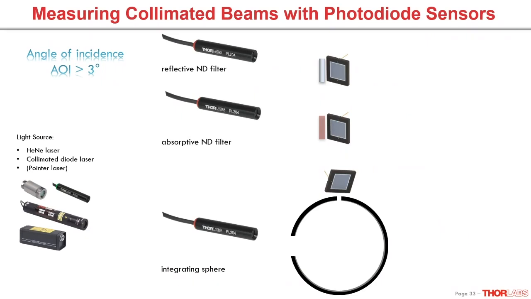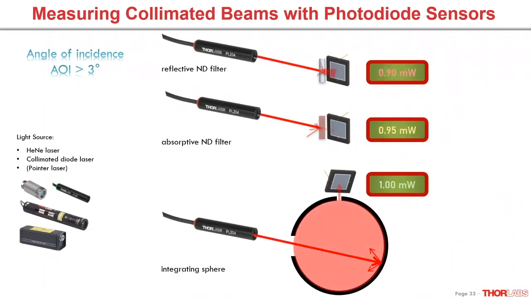As next example, we want to see what happens for larger angles of incidence. Here we watch the beams, and in both filter setups, we are measuring too low power levels. In the upper example, the reflective filter widens the beam, widens the spot, and the active area is missed by a fraction of the light. In the middle case, the Fresnel reflection gets increased by its angle dependency.